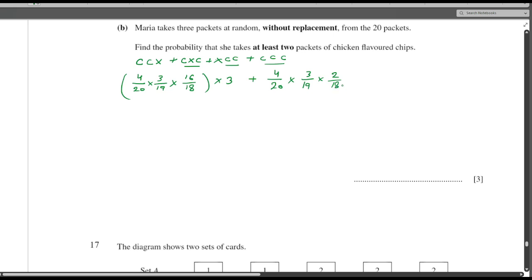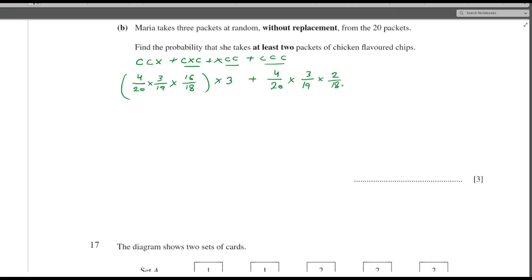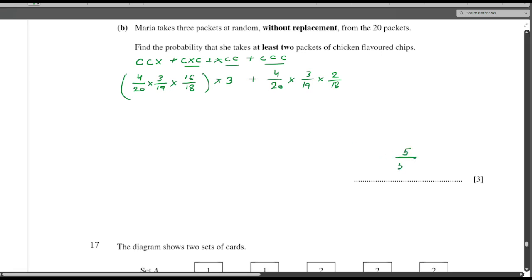So here the result is 4 divided by 20 times 3 divided by 19 times 16 divided by 18 times 3, plus 4 divided by 20 times 3 divided by 19 times 2 divided by 18. Your result is 5 divided by 57. 5 divided by 57.